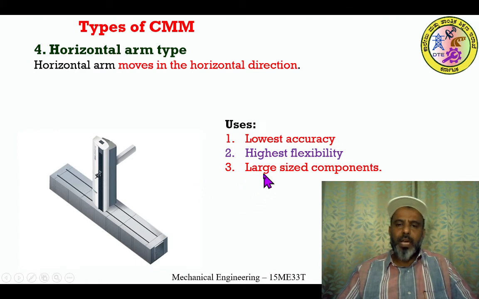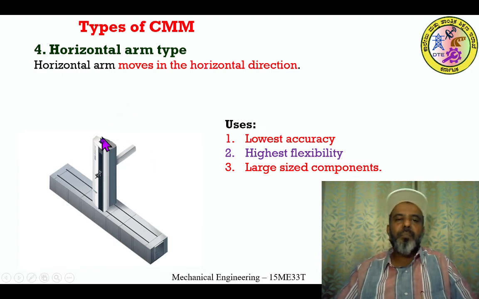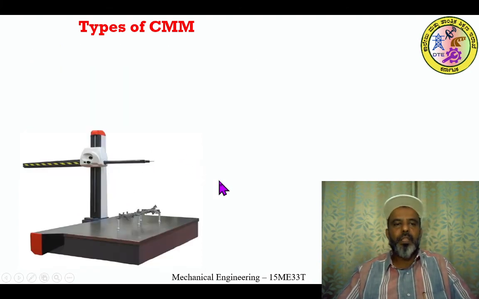Here also, as the name indicates, largest components, even car size dimensions can also be measured using the horizontal arm type. Then the last type is the column type.